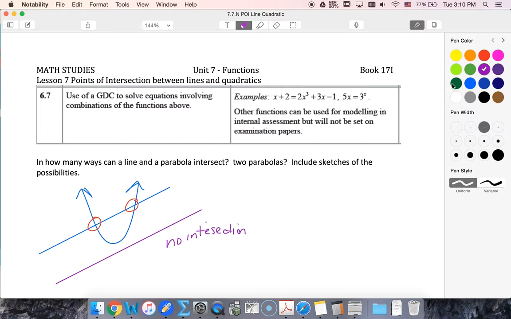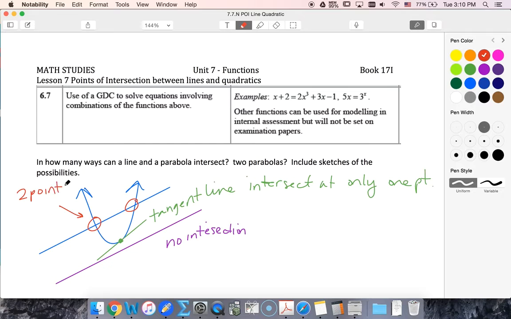I could also have a line that comes along and touches only once and exactly once, and we call this a tangent line if it's got a slope to it, because I could have also drawn a flat line at the bottom, although that would be a tangent line as well. So tangent lines intersect at one point. Okay, so we can have 2 points of intersection, 1 point of intersection, or no points of intersection with a line and a parabola.